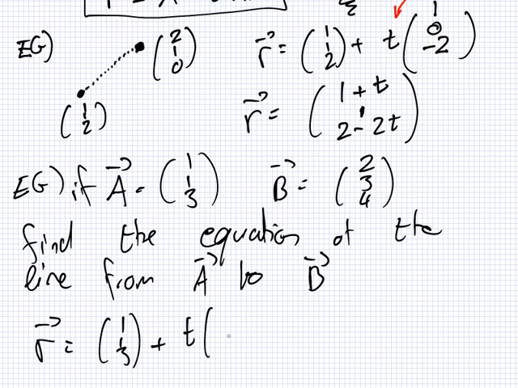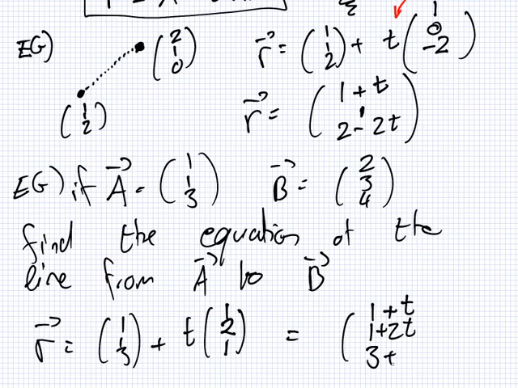AB is B minus A, so what would be the first one? B minus A? Come on. 1. 1. 0. No, next one. 2, 1. So this simplifies to 1 plus t, what's the next one? 1 plus 2t and 3 plus t. So this represents all the vectors that point to the line. Whatever vector you want that points to the line, you just need to find the value of t and you've got it. That's it.